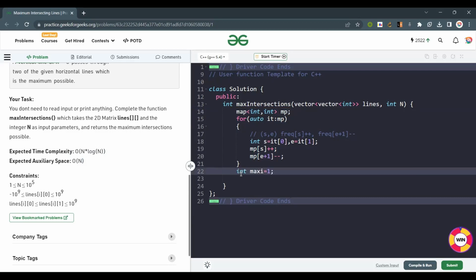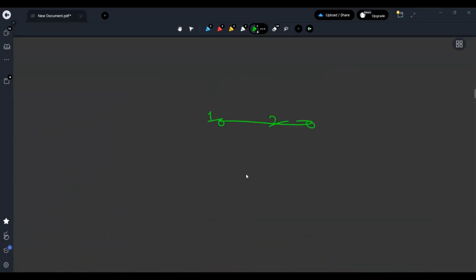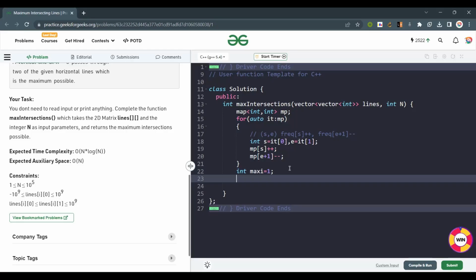Maximum is 1. Why? Because at least one interval will be there, one point will be there which will cover. Like I say 1, 2, 3, if only this interval is there, at least one is there. One answer is always there which can intersect. Okay, so int maxi is equal to 1. And I will make a prefix sum. Prefix sum is equal to 0. What does the prefix sum at every point depict? It shows the frequency of every element.